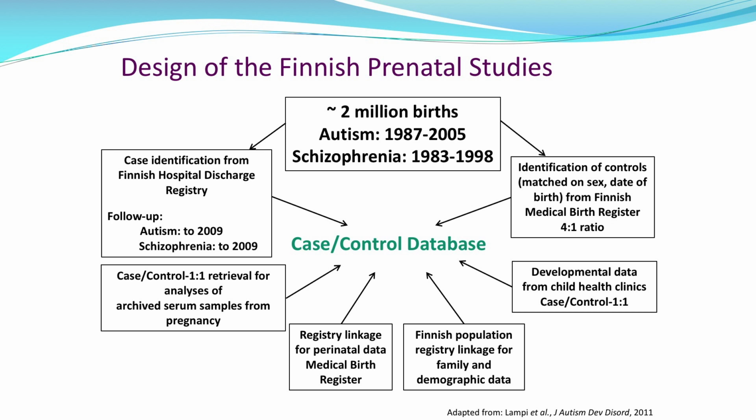Schizophrenia was a little bit earlier. And so the key here is we had the case identification, and this was the period of follow-up. And we had the identification of the controls matched on sex and date of birth from the Finnish medical birth register in a 4-to-1 ratio. And from that, we generated a case and control database. And we then also collected their serum specimens from the freezer.